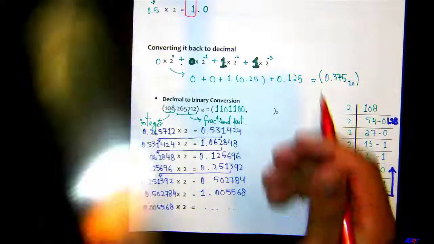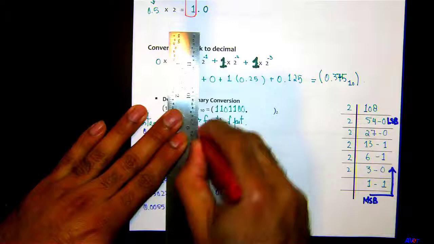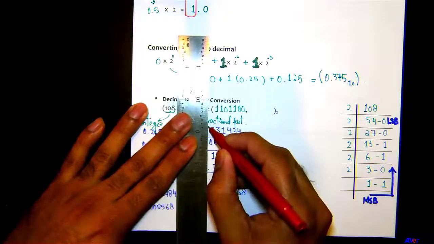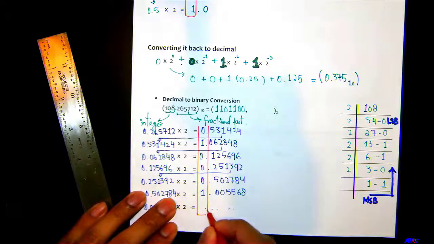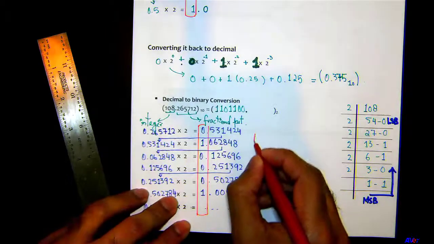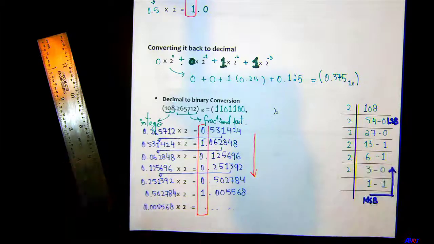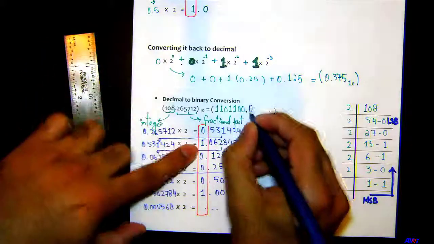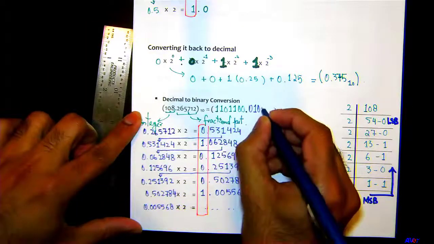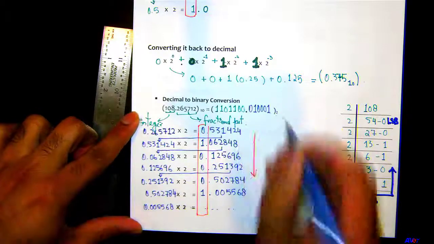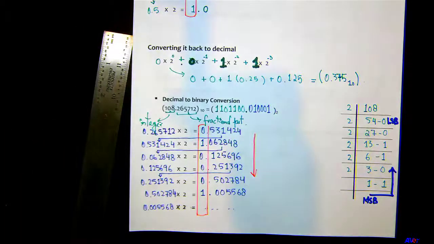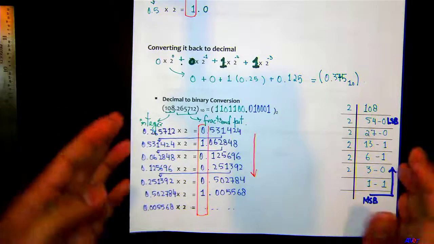And then we know this is going to be the binary code for the fractional part. It's right here. And then we go this way. Okay, so 0.010001. Okay, so 108.265712 in decimal is equivalent to 1101100.0100001. Okay, you'll see examples very similar to this in your homework.